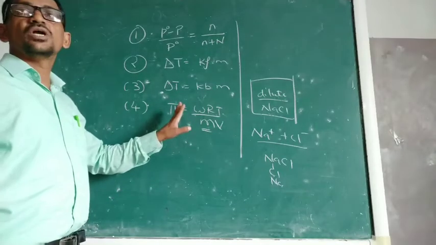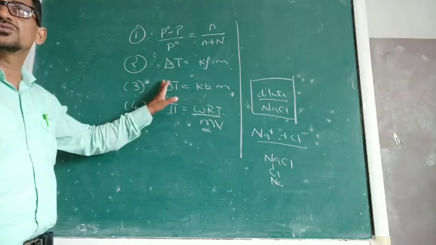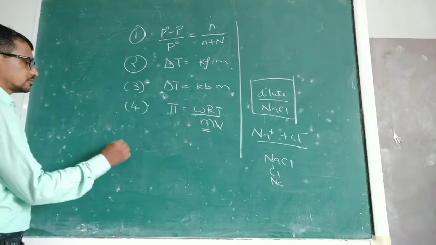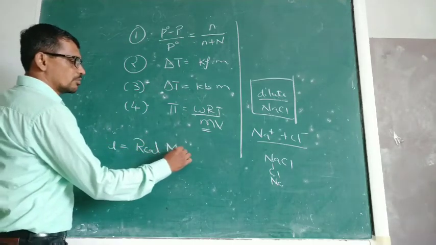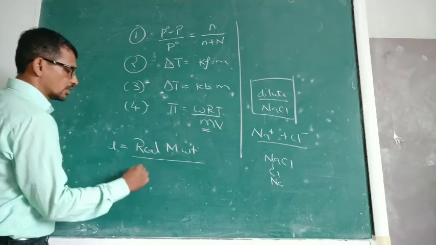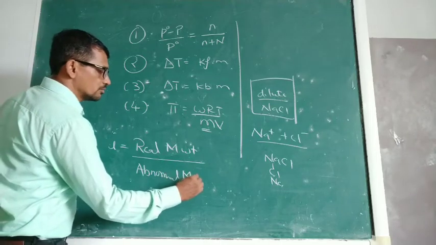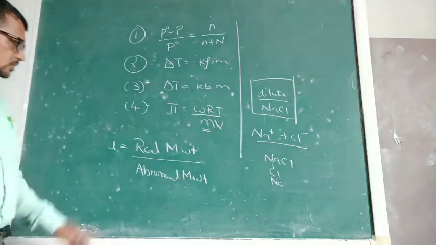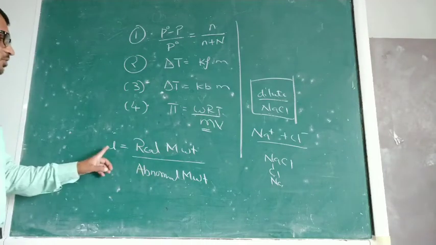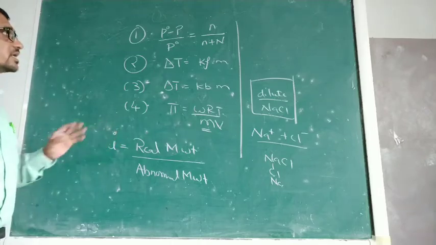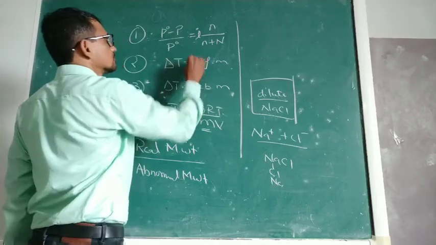Okay, so another factor we have to add in this equation, that is what? The van't Hoff factor, that is i. i is equal to real molecular mass or molecular weight upon abnormal molecular mass, or molecular weight, which we get by the association method. That will give the van't Hoff factor, i.